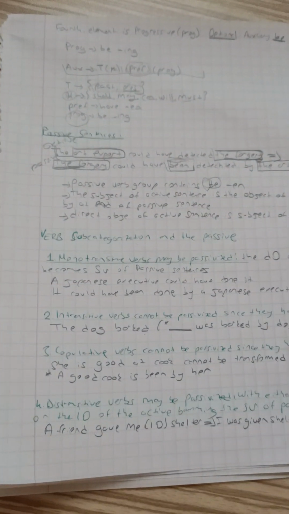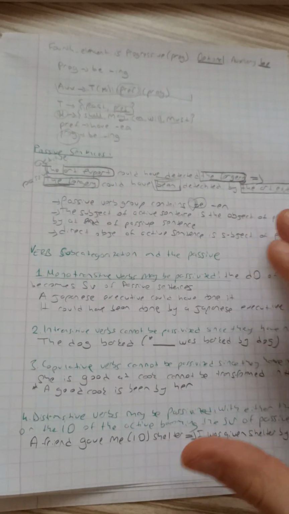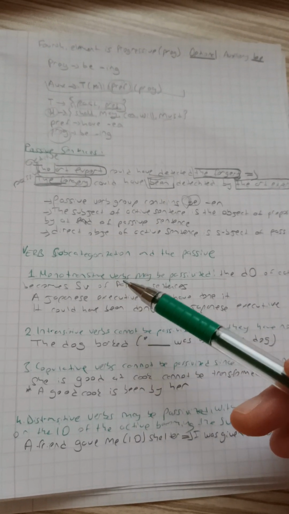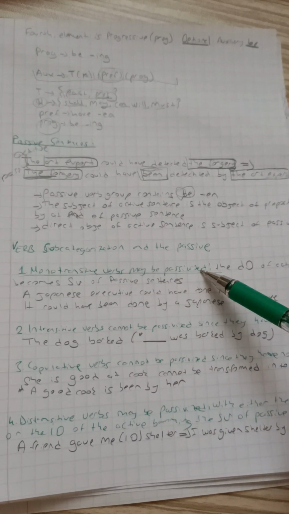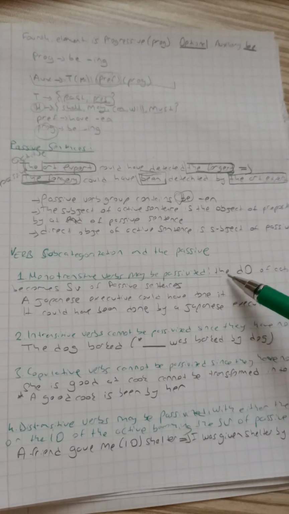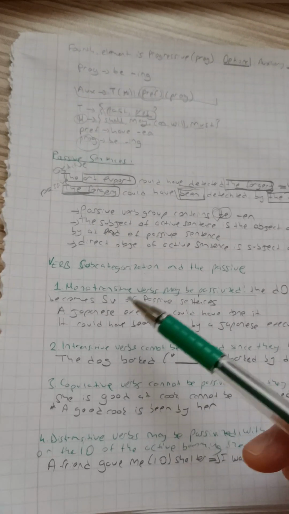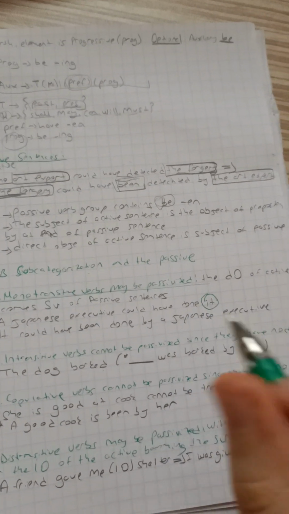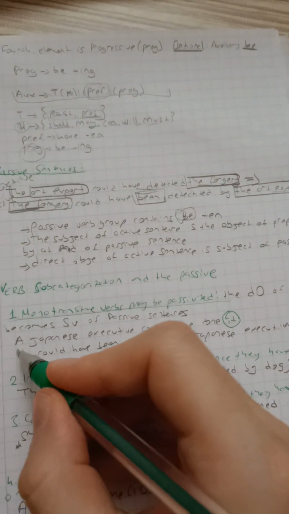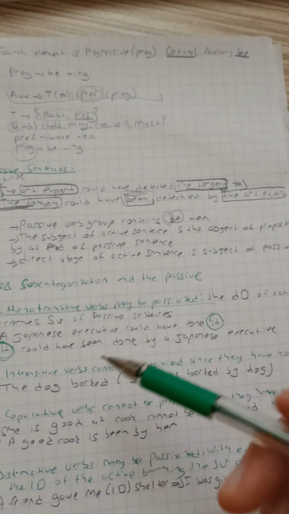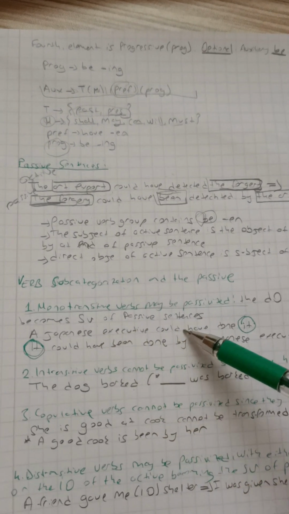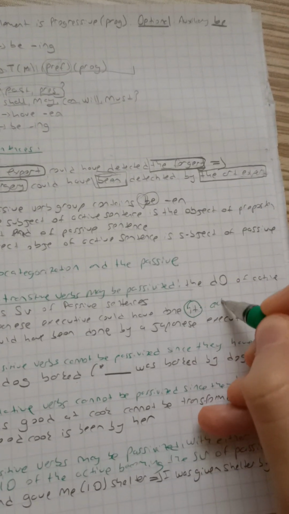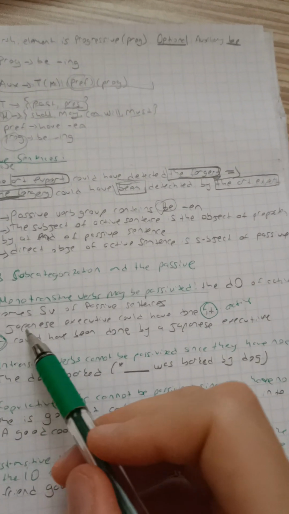And when it comes to verb subcategorization and the passive, there are some rules. The first is that monotransitive verbs, or transitive verbs, may be passivized. For example, the direct object of the active becomes the subject of the passive, as in this example, a Japanese executive could have done it. The direct object of the active becomes the subject of the passive sentence.